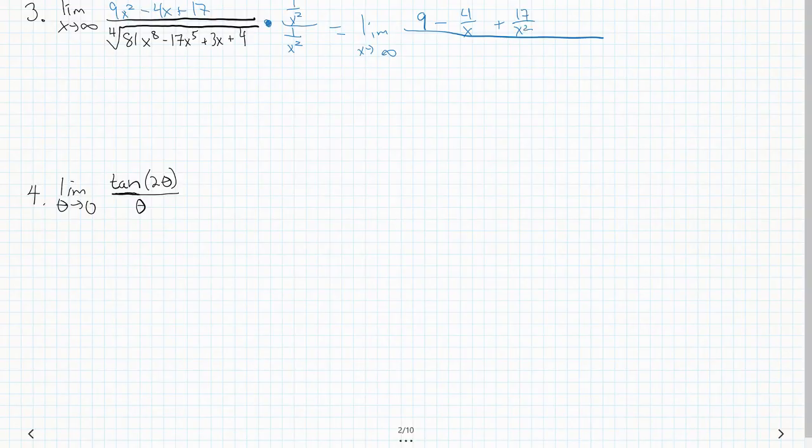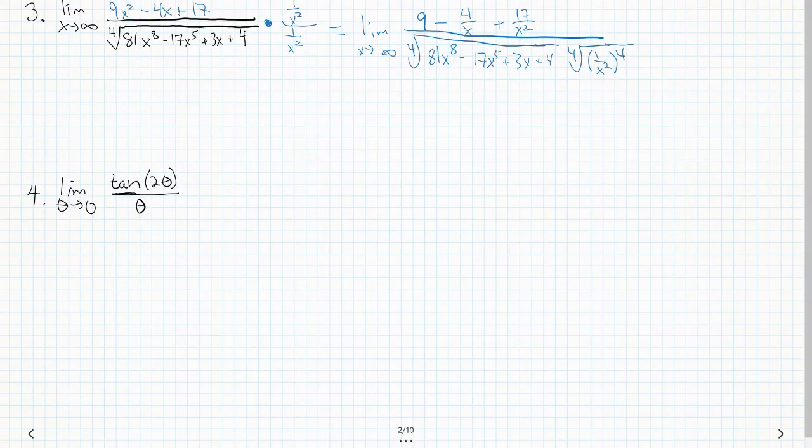In a similar manner, we have this fourth root, and we have a whole bunch of stuff: 81x to the 8th minus 17x to the 5th plus 3x plus 4. But then we have 1 over x squared, and that can't go in there as is. So what we need to do is convert it to a fourth root of some kind. In order for us to take that to a fourth root, we need to take this 1 over x squared and raise it to the fourth power.